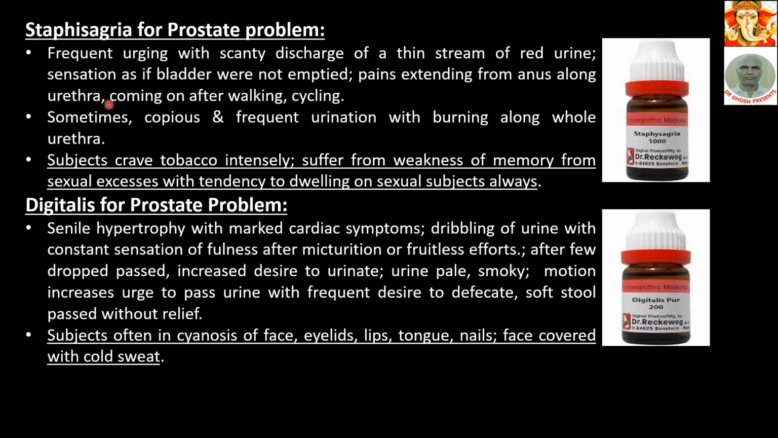These are disease symptoms. Digitalis for prostate problem. Senile hypertrophy with marked cardiac symptoms, dribbling of urine with constant sensation of fullness after micturition or fruitless efforts. After a few drops passed, increased desire to urinate. Urine pale, smoky. Motion increases urge to pass urine with frequent desire to defecate. Soft stool passed without relief.